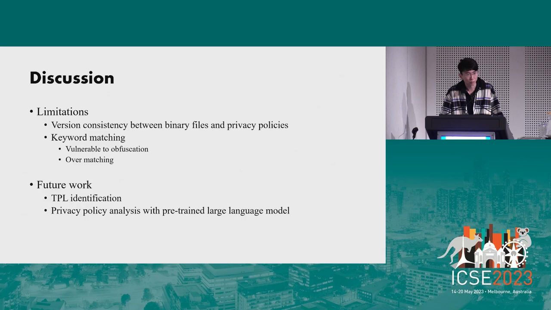In future work, we plan to extend the ATP checker with specific TPR identification methods, such as using some pattern recognition methods with sub-function call graphs. Besides, privacy policy analysis is exactly a natural language processing problem. Using a pre-trained large language model will be a promising direction with the big success of ChatGPT.